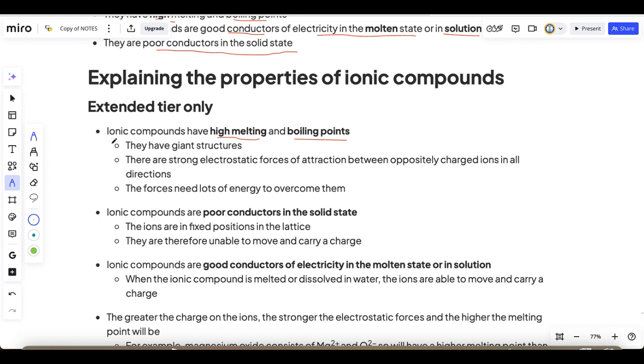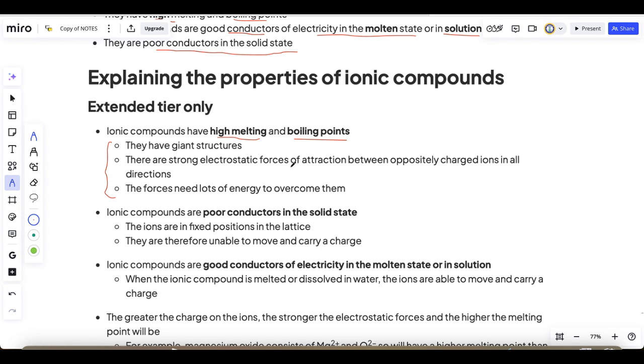So as an extended student, you need to be able to explain this point. The reason why they have high boiling and high melting points is because they have a giant structure, and because they have very strong electrostatic forces holding the oppositely charged ions together. And the third point is that the energy to break the force holding them together is super huge.